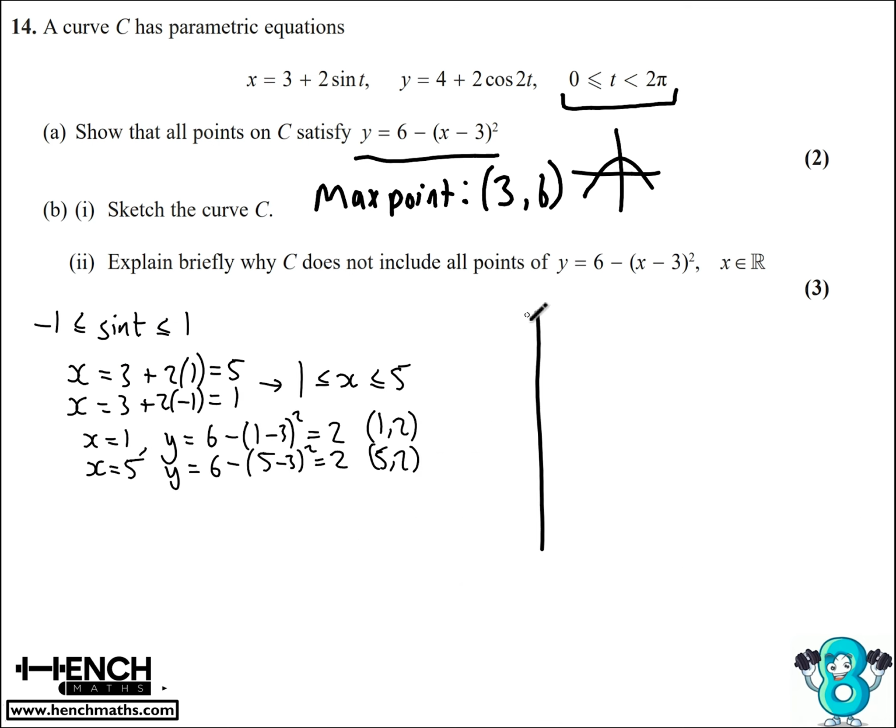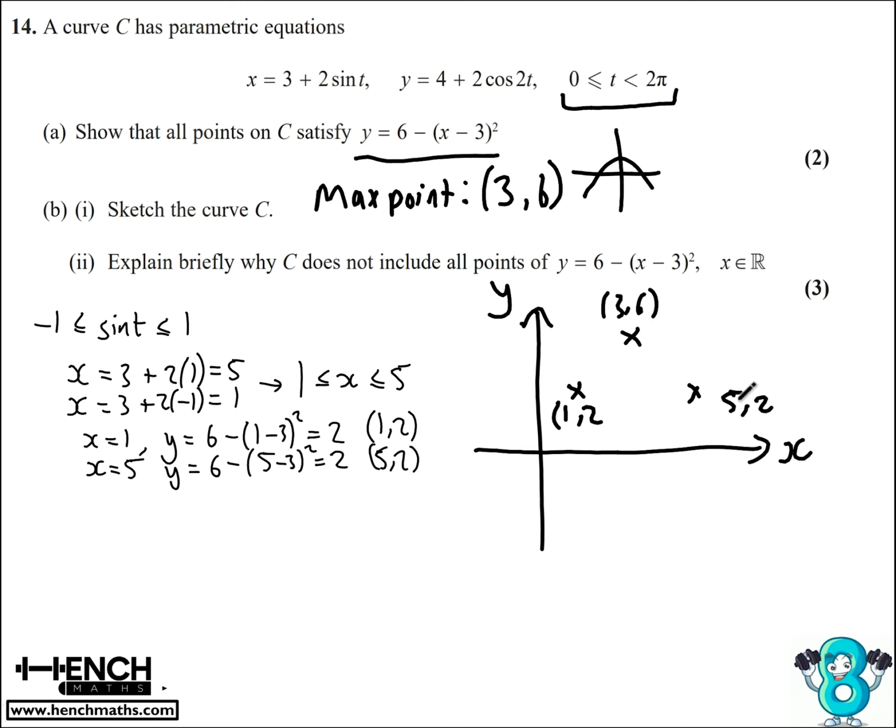So we're going to draw our set of axes. Now I'd advise you use a ruler and pencil, and then I'm going to label these points. So always label your axes. So we've got 1, 2. We've got 3, 6. And then 3 is nicely in the middle of 1 and 5, and then we've got 5, 2. So it's a parabola, and the maximum's here, so we're going to get this sort of shape, something like this.